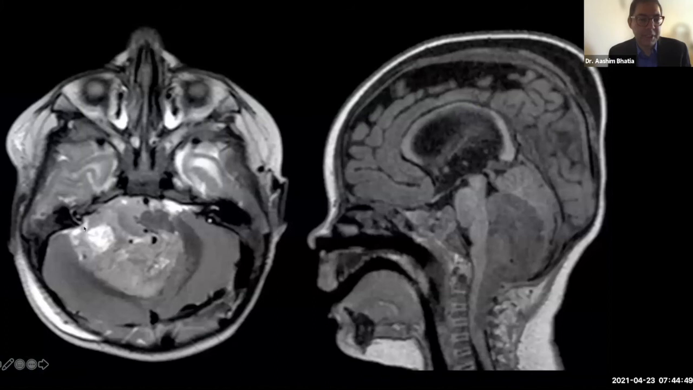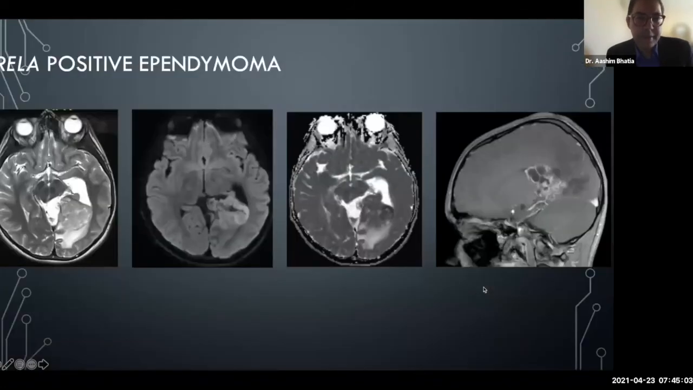And again, classic imaging findings: a heterogeneous mass in the center of the fourth ventricle extending through the foramen of Luschka, through the foramen of Magendie, into the foramen magnum, you get that peg-like appearance. In supratentorial tumors, we mentioned RELA is actually going to be C11orf95, but it could still have a RELA component to it. You see in this case, there's actually reduced diffusion within this mass. It's heterogeneous. It also has heterogeneous enhancement. And so this is an example of a supratentorial ependymoma.